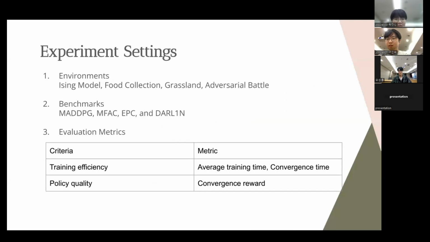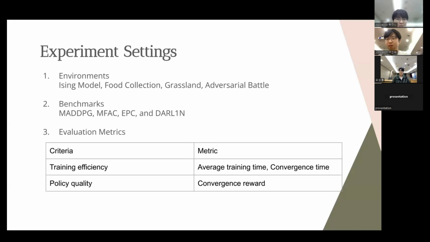For evaluation, DARLING used 4 environments: Ising model, food collection, grassland, and adversarial battle. These environments cover cooperative and mixed cooperative-competitive games and provide opportunities for watching multi-agent interactions. For benchmarks, they used MADDPG, MFAC, and EPC as baselines. Here, SAC is not included because DARLING is actually a distributed training version of SAC.